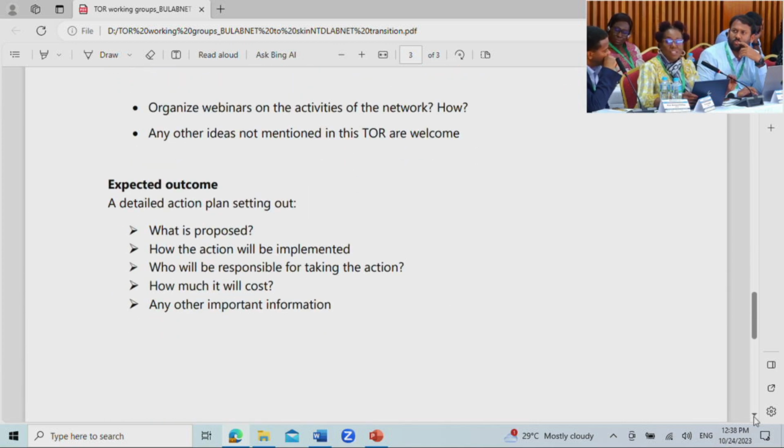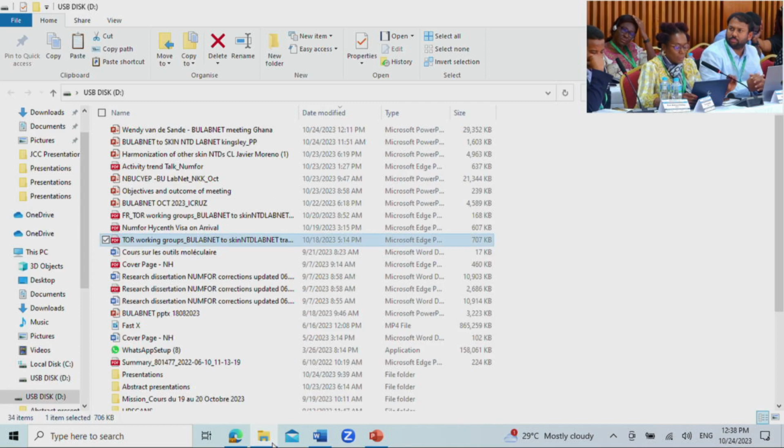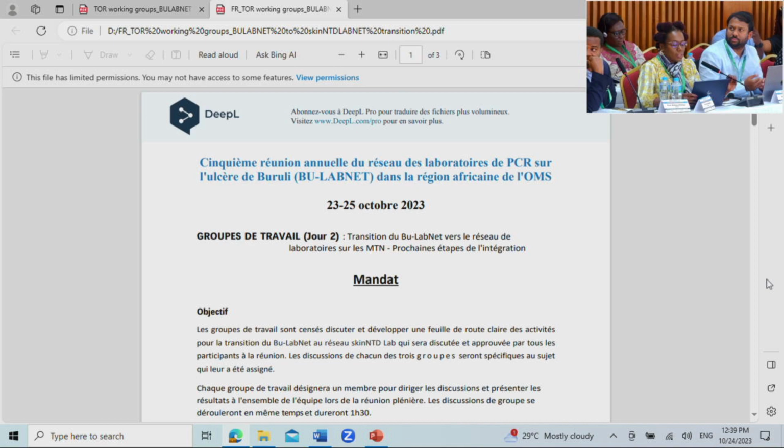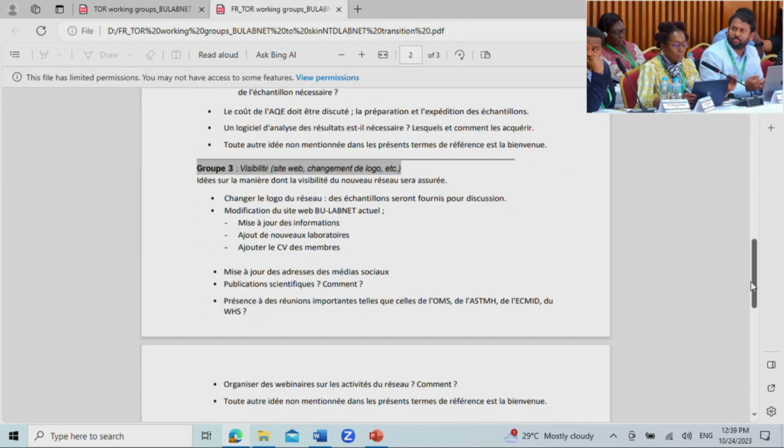And any other idea about visibility, communication is welcome. So for each of the groups, during the presentation, the expected outcome is to clearly state what they are proposing, how the action could be implemented, who will be responsible for taking this action, and, if it's possible for some actions, if they can have an idea of the cost. Any other important information is also welcome. So that is the three groups.